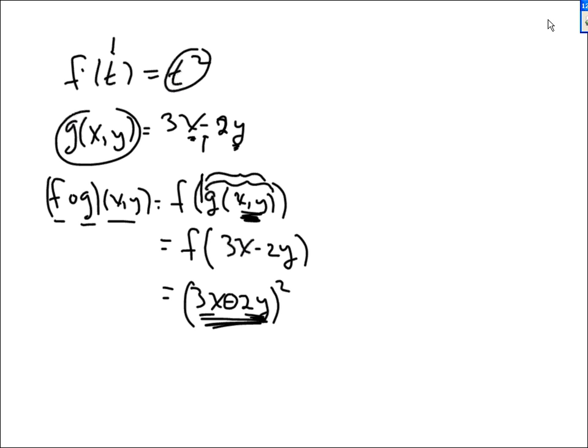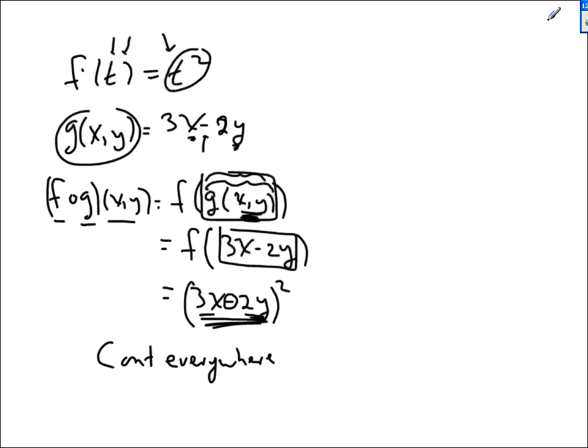Now we're taking f of this. Can we take f of anything? The answer is yes. You can square anything you want. So it's continuous everywhere. There's no problems here at all.